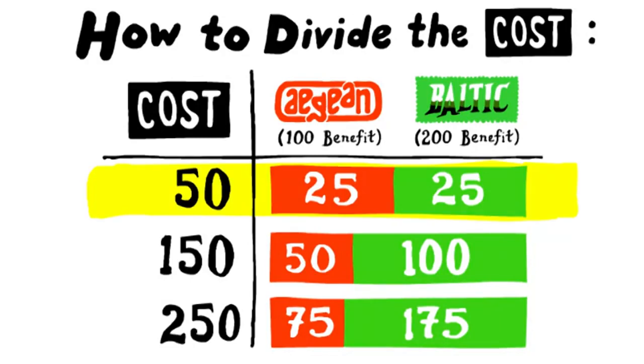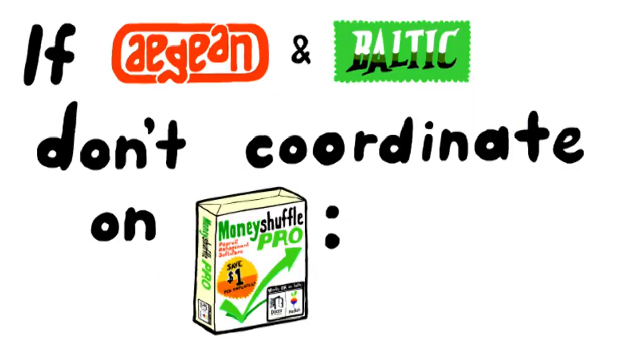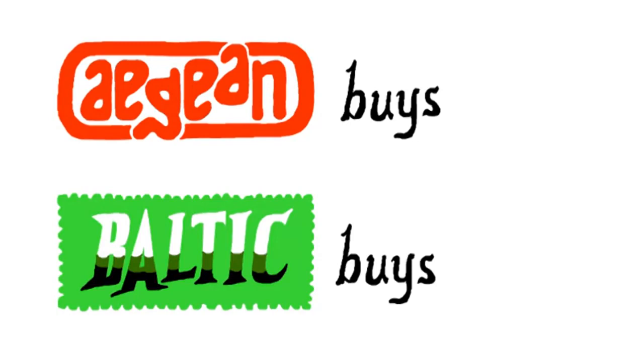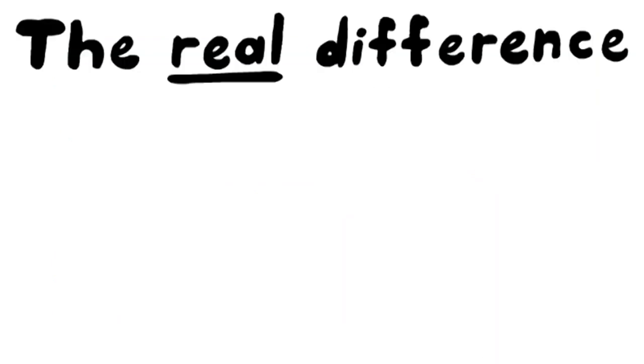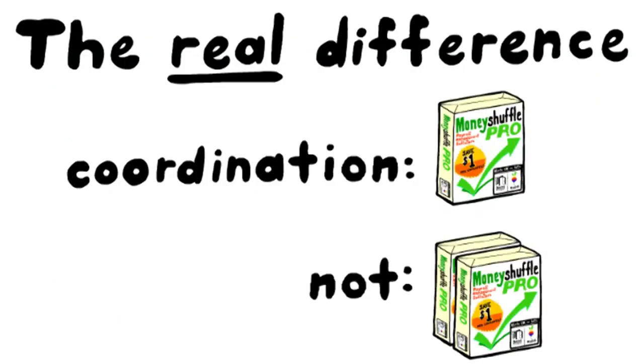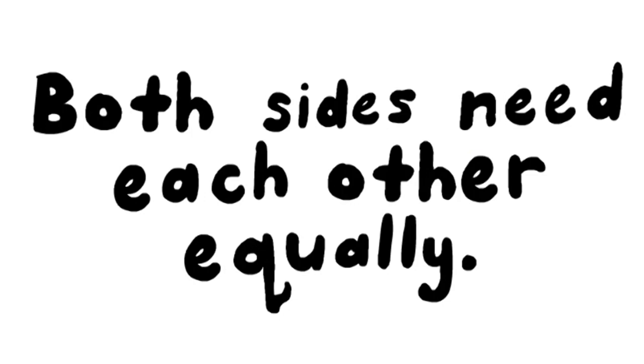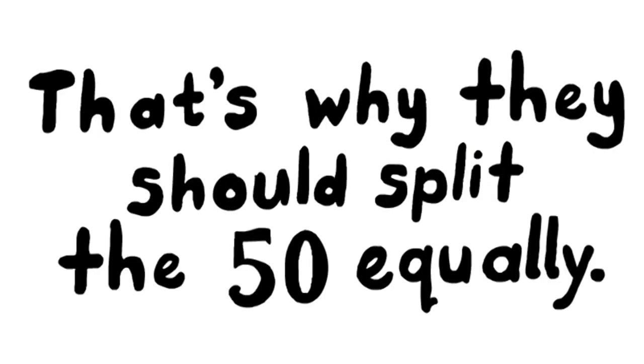Here's another way of looking at the first line. If Aegean and Baltic don't coordinate on the software package, they'll each have to buy their own copy. And they will, since each expects to receive more benefit from it than the cost of 50. The real difference between coordination and not is an extra software package. To avoid duplication and save 50, both sides are needed equally, and that's why they should split the 50 equally.